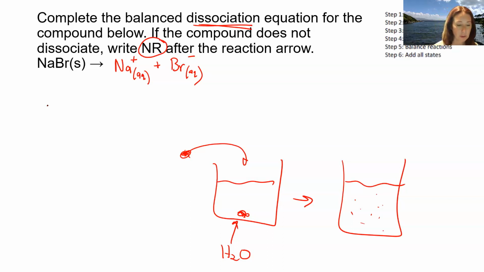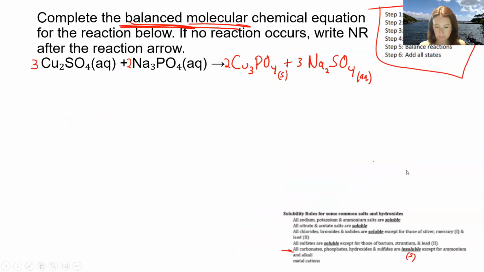I'm gonna make one up. What if I put AgCl in water? This is an insoluble ionic compound. All chlorides, iodides, and bromides are soluble except silver, mercury, or lead, right? So it means it's a solid.